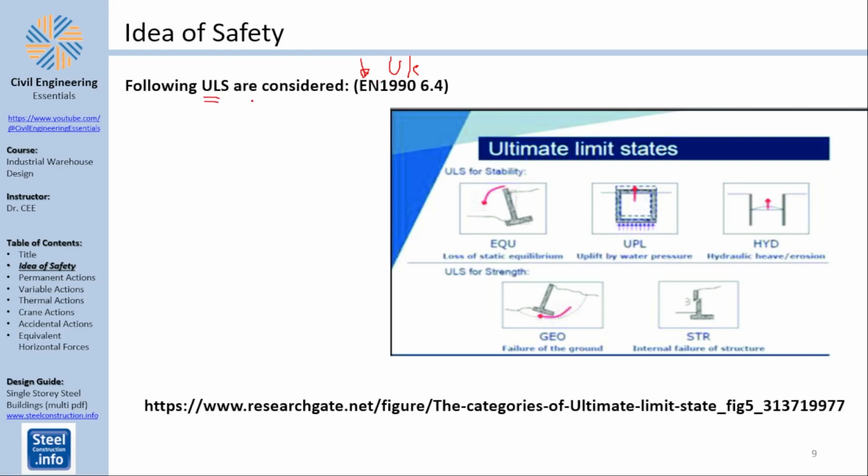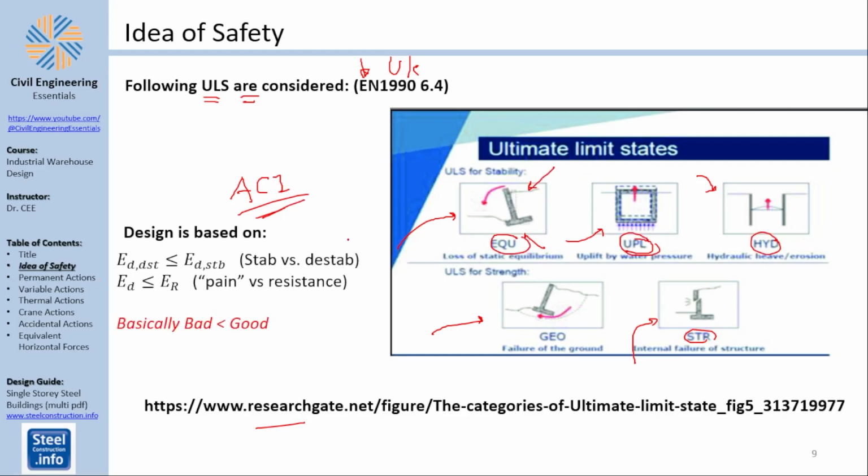There are multiple ultimate limit states to be considered. I've just put a nice little picture from ResearchGate. You can see that there is an equilibrium limit state, an uplift limit state, hydraulic heave or erosion limit state, geological limit state, and structural limit state. For those of you who come from the ASI code, they have different names for those. They don't use those abbreviations, but well, I guess that's a good thing.